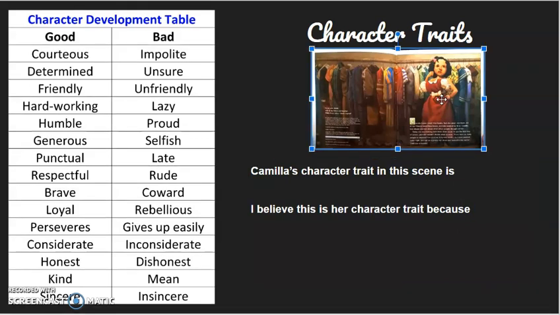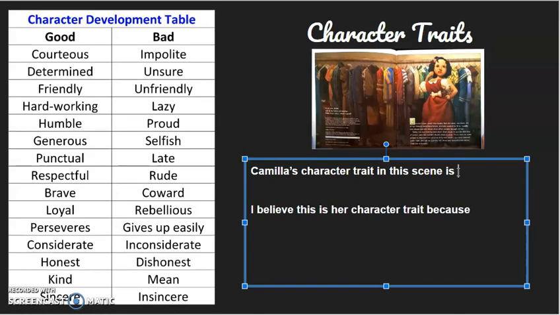So in this moment, she's kind of like nervous. Now I have this chart over here just to help us, but none of these really help us figure out what's going on in this picture. But when I look at her, I think she looks nervous. So since that's a character trait, I'm going to write it in. So Camila's character trait in this scene is nervous. I believe this is her character trait because, and this is where I'm going to explain why I think that she's nervous based on the picture and the text.